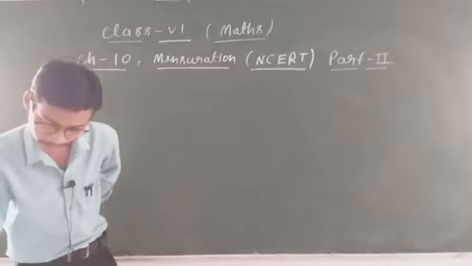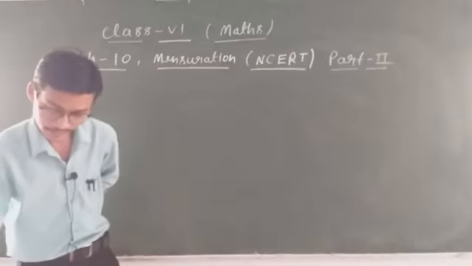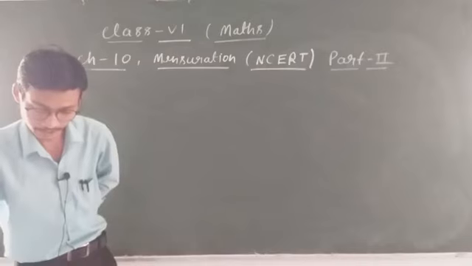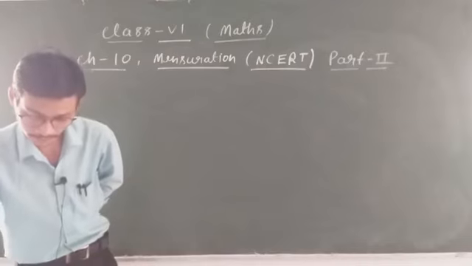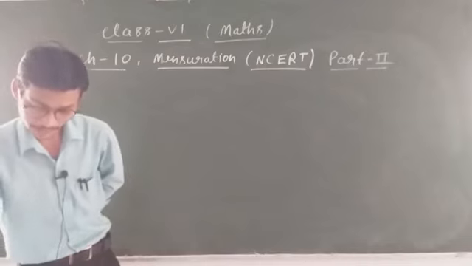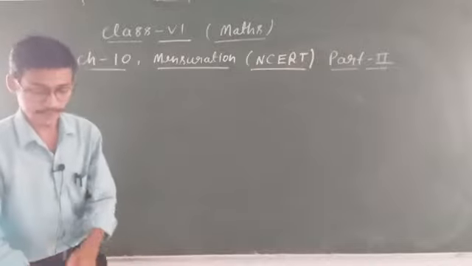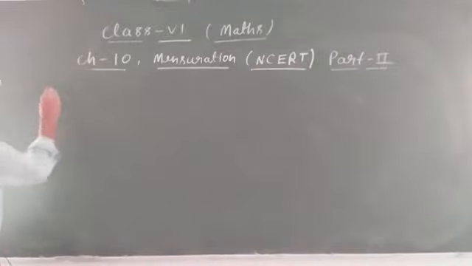The next question is: two sides of a triangle are 12 centimeter and 14 centimeter. The perimeter of the triangle is 36 centimeter. What is the third side? Okay. Now you know, student, this is question number 12.